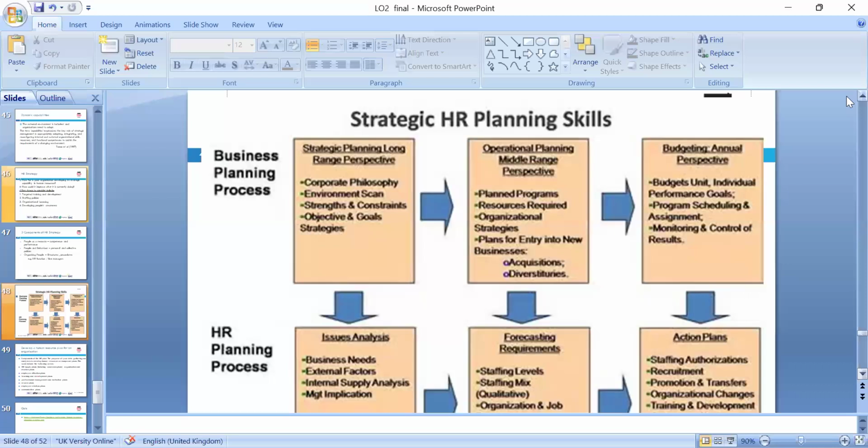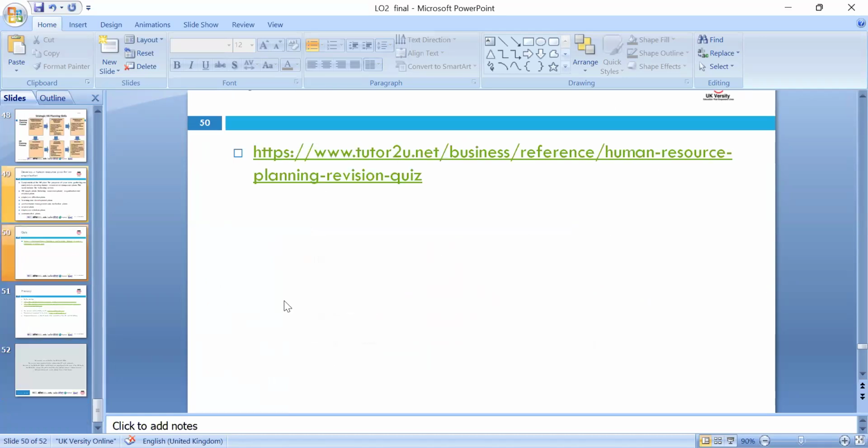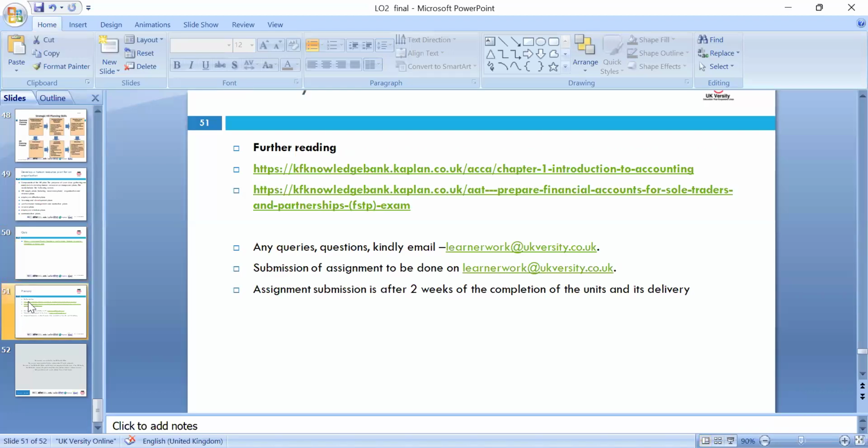In strategic HR planning, when you do business planning, you look at the overall business and you look at HR issues analysis. You do forecasting, requirements, and an action plan: what is required in the light of where the organization wants to see itself in future. So the HR plan includes a succession plan, a utilization plan, a development plan, and performance reward. We can look around all of this, and at the end I included the list. You can do the HR planning quiz, please. It's quite good. You can copy the link and go through it.